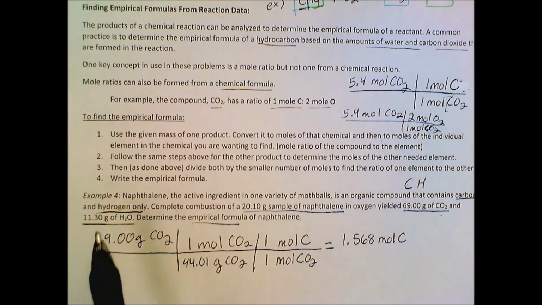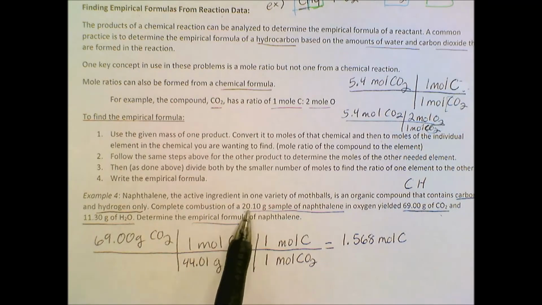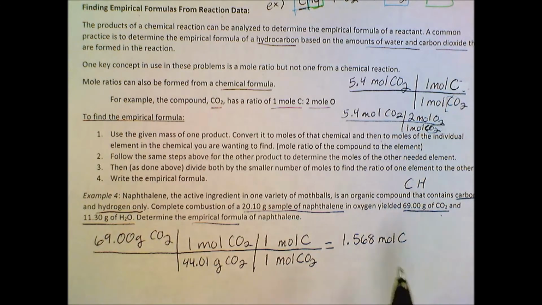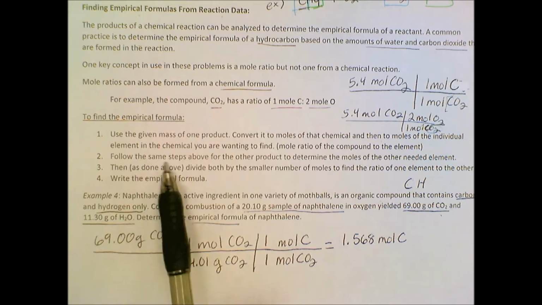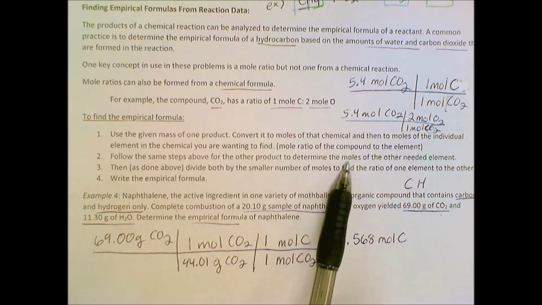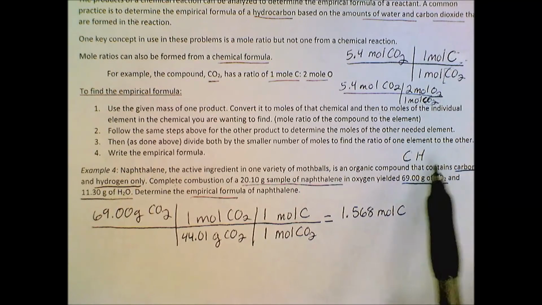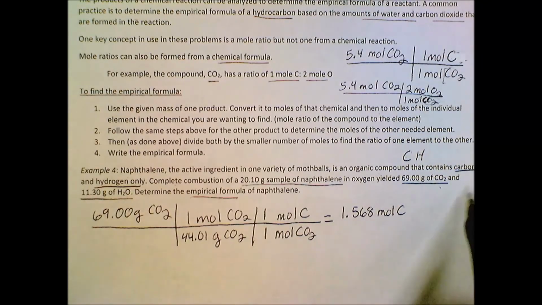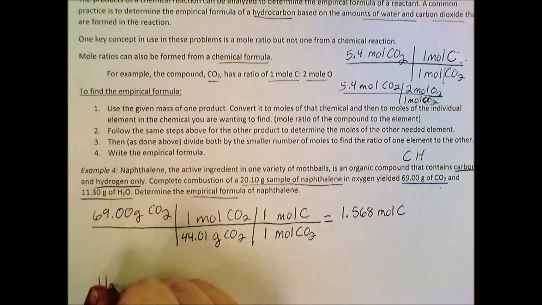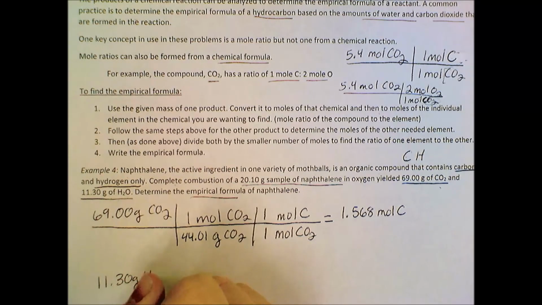So we know when all of this naphthalene, these 20.10 grams of naphthalene reacted, it contained in it 1.568 moles of carbon. Okay. It says follow the same steps above for the other product to determine the moles of the other needed element. So our other needed element is hydrogen. So our hydrogen is coming from the water. So 11.30 grams of water.